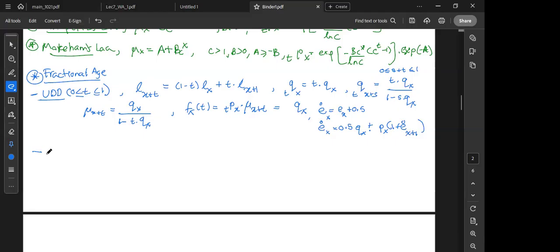So the next assumption, the common assumption, is constant force of mortality.